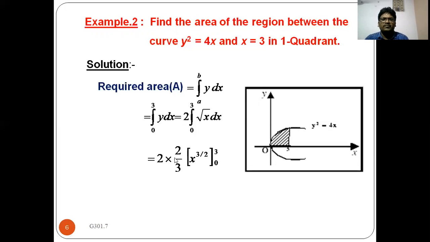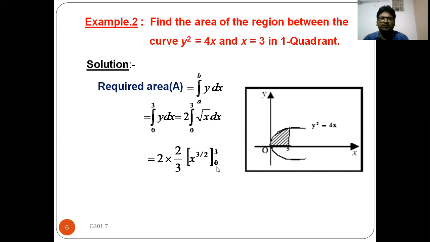See here, x to the power of 1 by 2 plus 1, divided by 1 by 2 plus 1. 1 by 2 plus 1 can be written as 3 by 2. The denominator also we have 3 by 2, which can be interchanged to 2 by 3. So now the integration is completed.